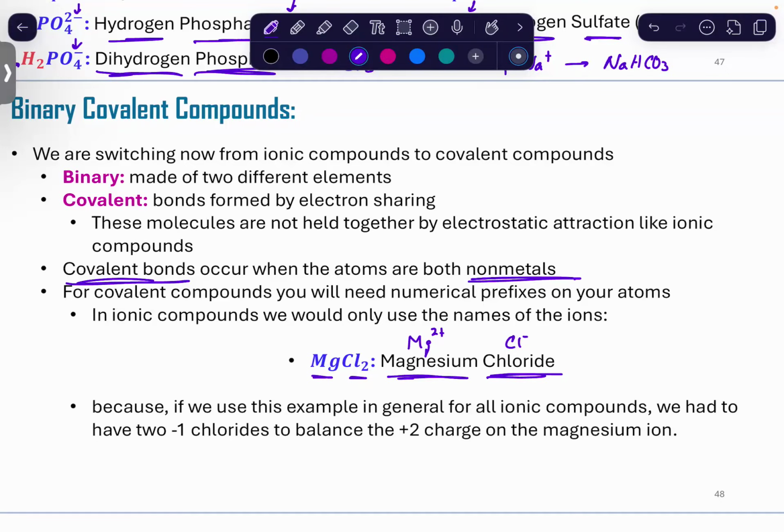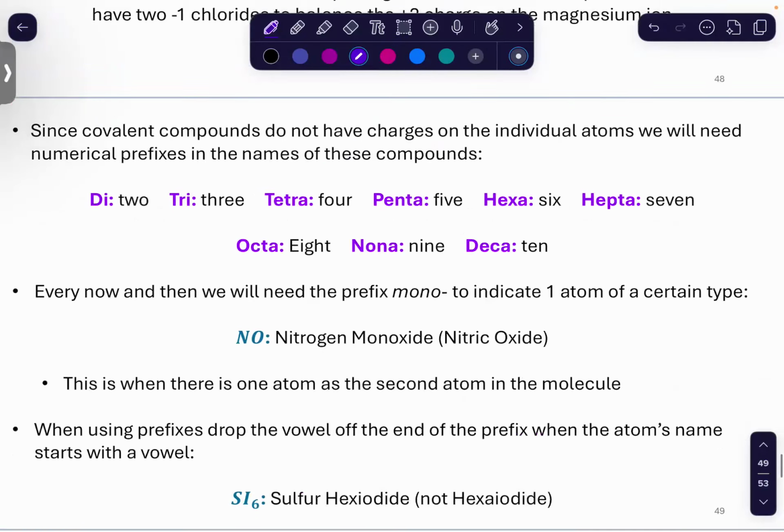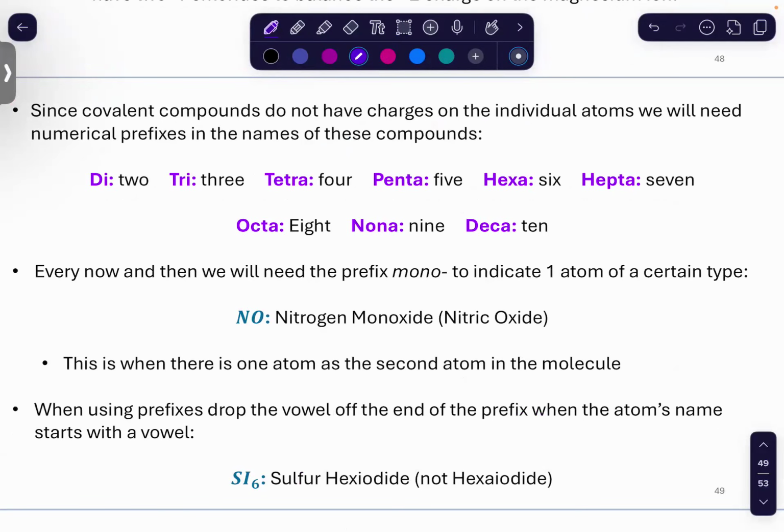It's not the same way with covalent compounds. With covalent compounds, you're going to start using numerical prefixes based off the subscript. So di, tri, tetra, penta, hexa, hepta, octa, nona, deca, and that's 2 through 10. Make sure you start learning these prefixes.